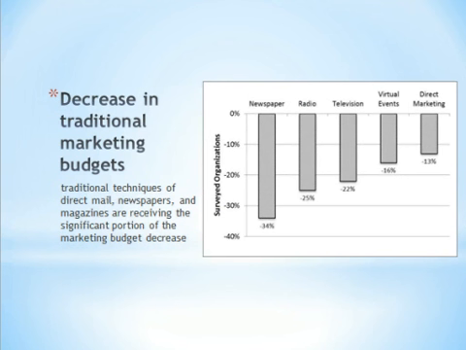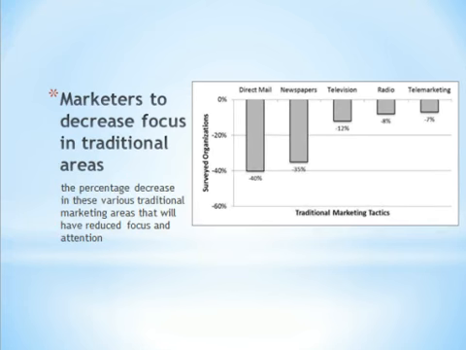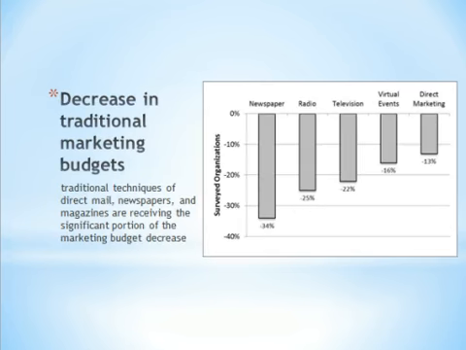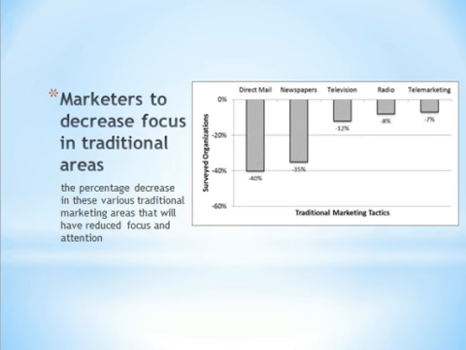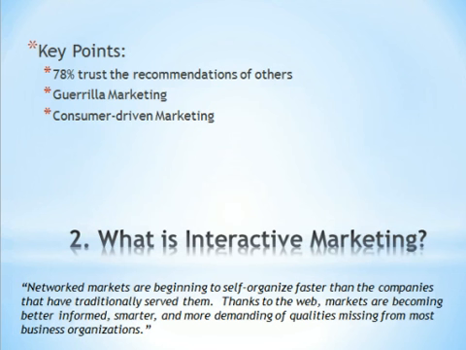This is coupled with the decrease, as this figure shows, in traditional marketing techniques. Newspapers down, radio's down, television, virtual events, and direct marketing techniques. Notice also the marketers decrease in these traditional areas as well. So what we've seen here is traditional decrease in budgets and a decrease in using or focusing on these tactics. So if you're going to decrease and reduce your funding of direct mail, newspaper, television, etc., where are you going to go? So we've seen that the traditional marketing was our shout out.